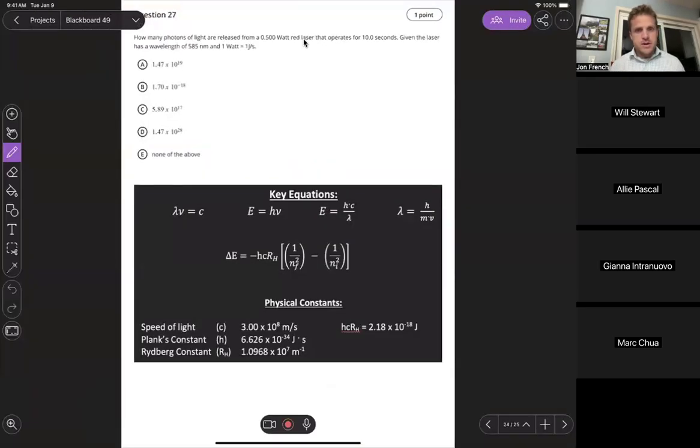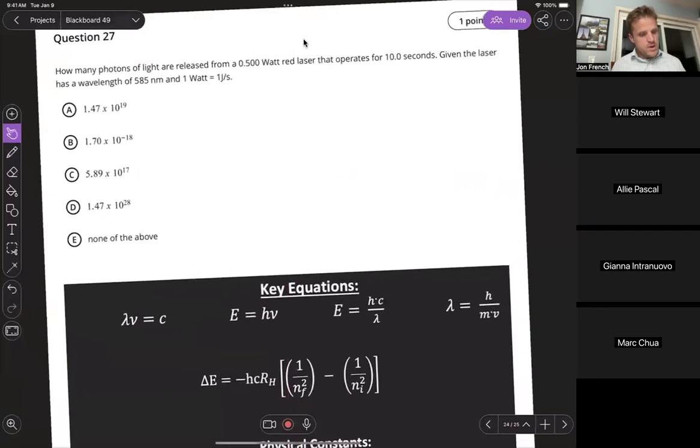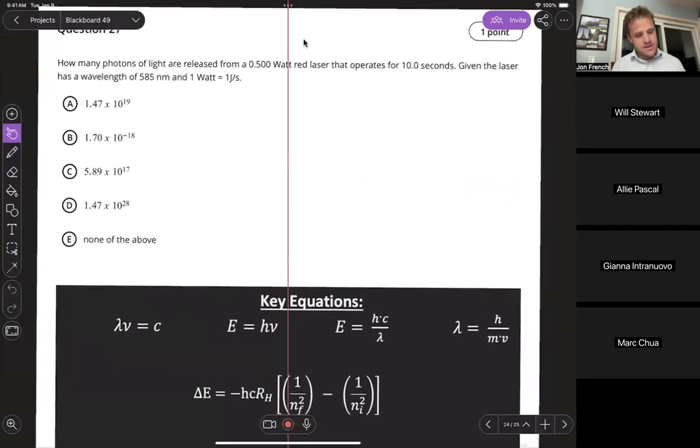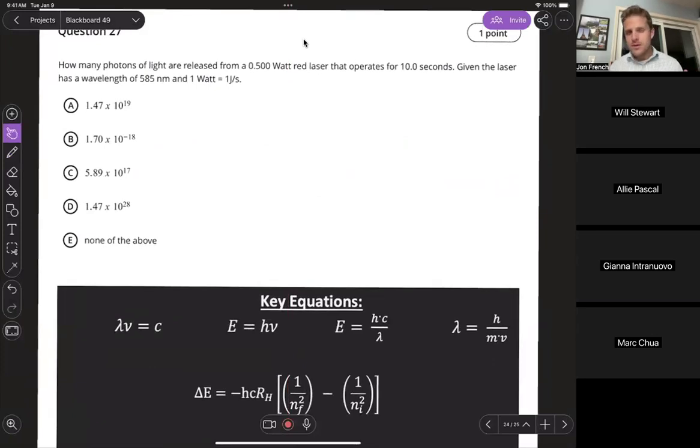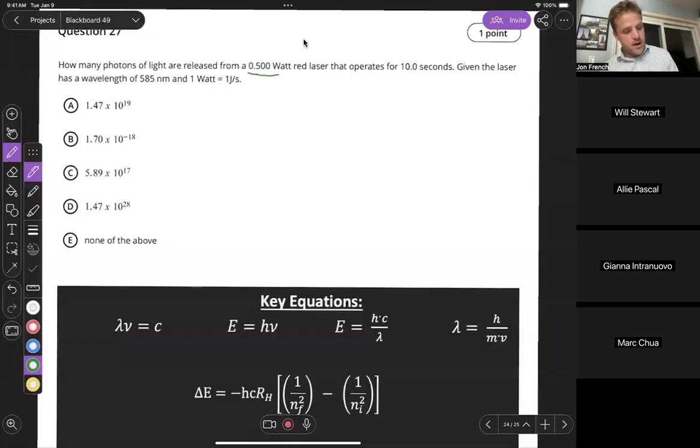All right. Question 27. And then there's all the information you're going to have, the constants. We did a question like this last year, so it's kind of a holdover from that. We didn't really get into anything like that this year, but sure, it's dimensional analysis, right? We can work through this question. So how many photons of light are released from a 0.5 watt red laser? The red laser runs for 10 seconds and it has this wavelength. And we know that 1 watt is 1 joule per second.